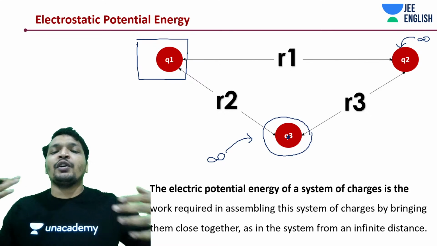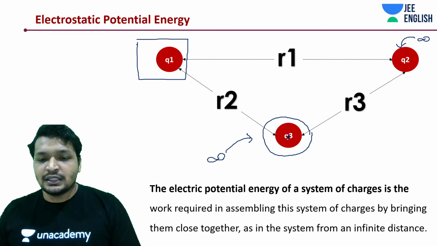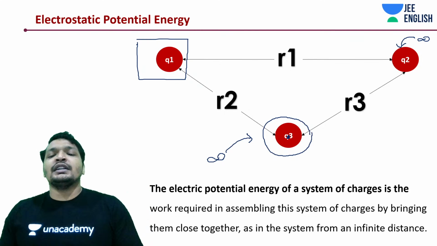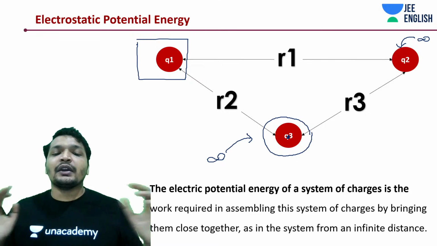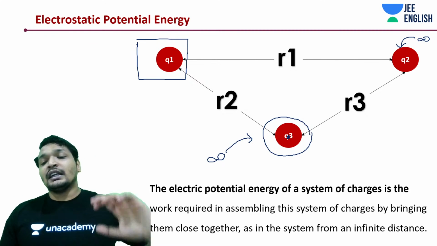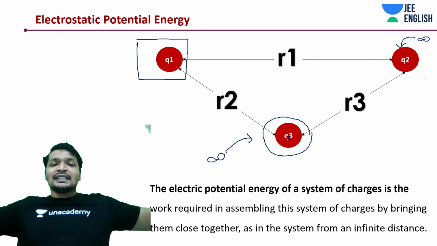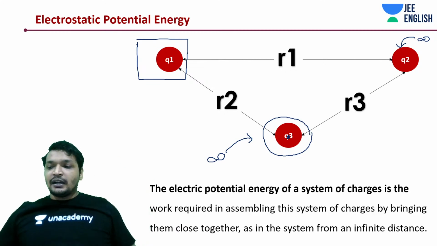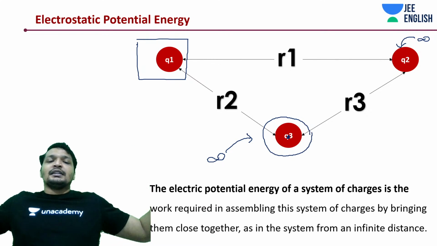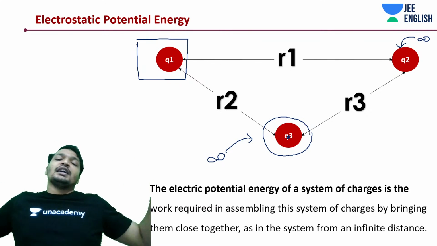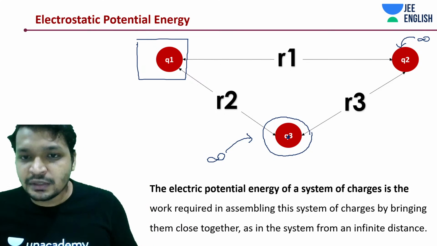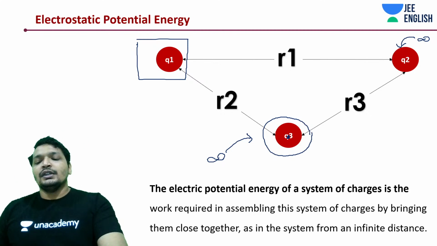So it's basically like you have done work to assemble these charges, or the system of charges. The electrostatic potential energy of a system of charges is the work required to assemble these charges in the given configuration, as if the system initially existed at an infinite distance. But you need not necessarily think about it like this. I mean, they existed all at infinite distance, or a very large distance from each other, and it is as if q1, q2 and q3 have been suddenly brought to this position. Okay, so that is it.